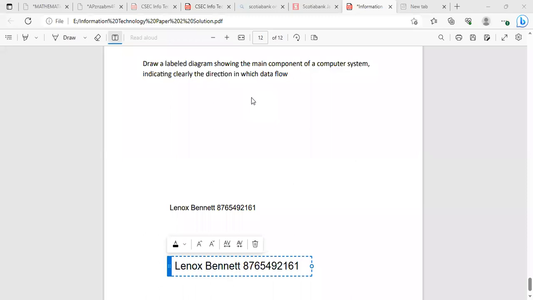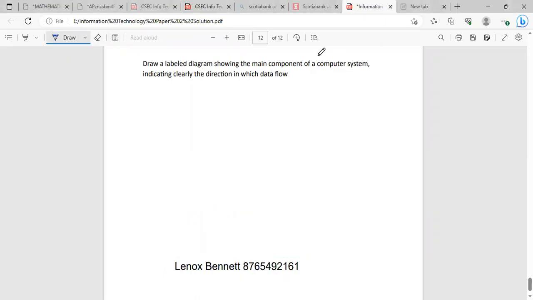All right, this one says, draw a labeled diagram showing the main components of a computer system, indicating clearly the direction in which each data flows. Oh Lord. All right, so let's just try that.